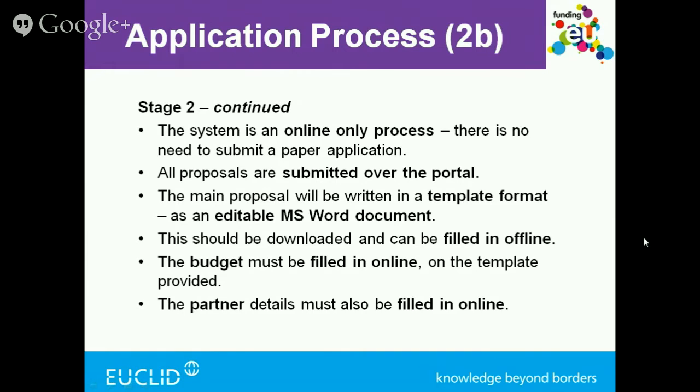It's an editable MS Word document. You can fill it in offline. Budget must be filled in online. So the budget has to go in online, but everything else can be done offline. And the partner details must be filled in online because they link up with the PIC code. So that's all part of the online system.